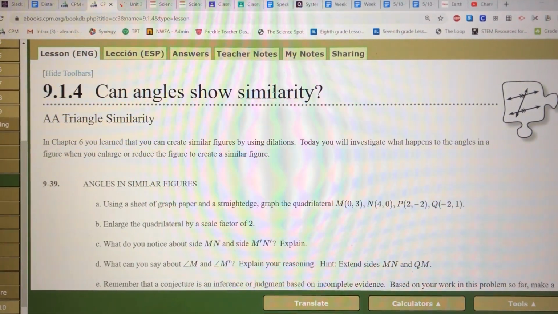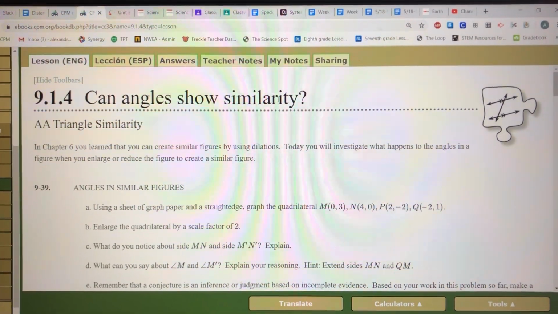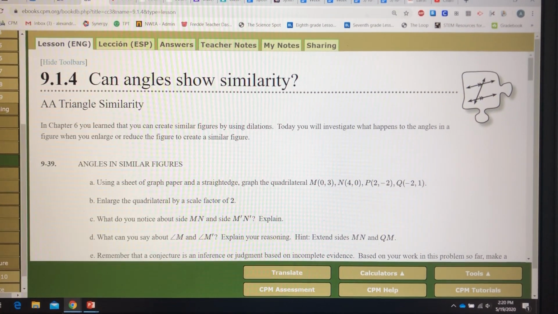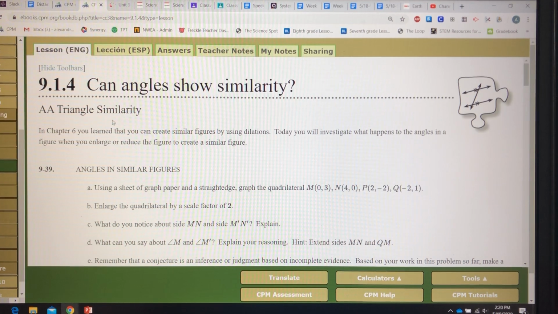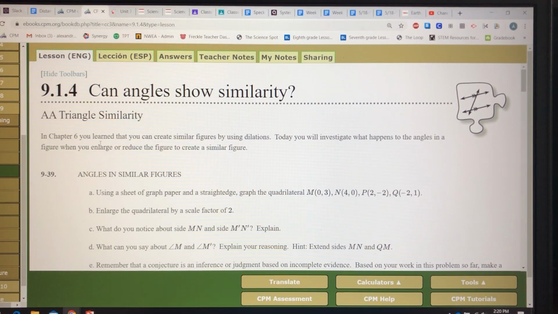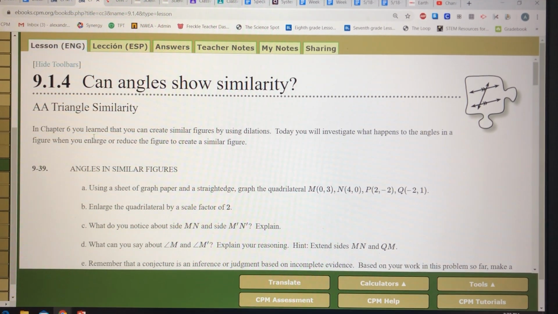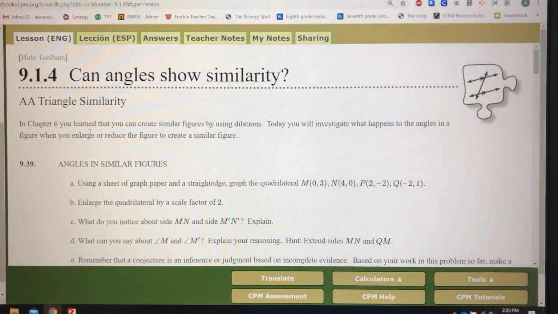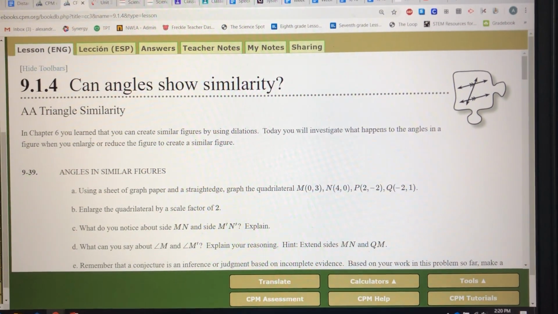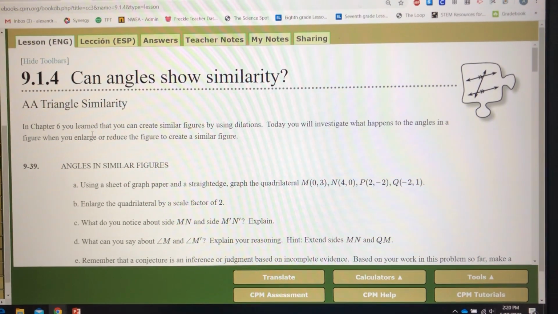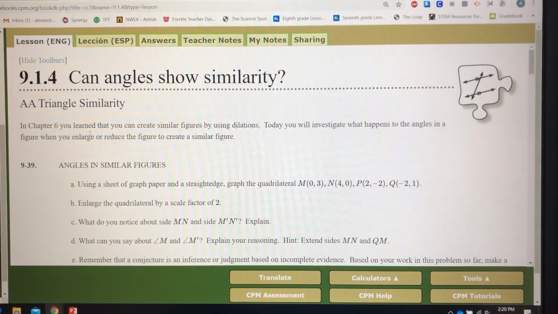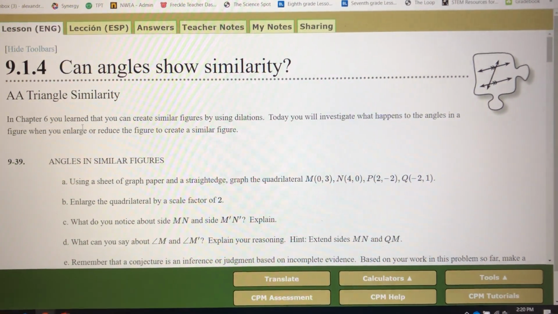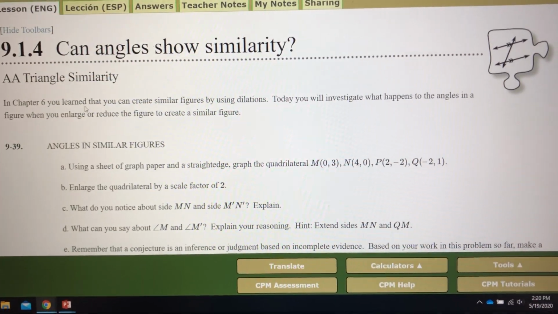Okay, this is lesson 9.1.4 titled Can Angles Show Similarity? So we're going to be talking about the AA triangle similarity today. So we are going to go back to dilations first in this lesson. Remember in chapter 6 we learned we can create similar figures by using dilations, which was making a shape bigger or smaller. Today you'll investigate what happens to the angles in a figure when you enlarge or reduce the figure to create a similar figure.